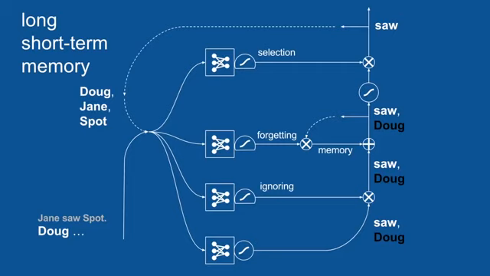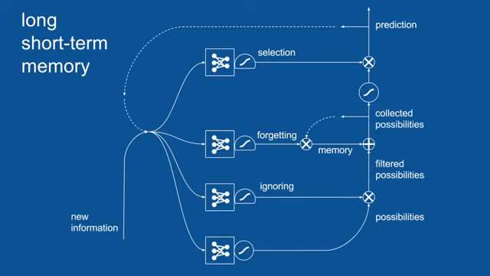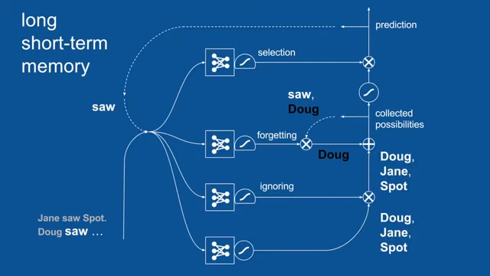So we take a step forward in time now. The word saw is our most recent word and our most recent prediction. They get passed forward to all of these neural networks, and we get a new set of predictions. Because the word saw just occurred, we now predict that the words Doug, Jane, or Spot might come next. We'll pass over ignoring and attention in this example, and we'll take those predictions forward.